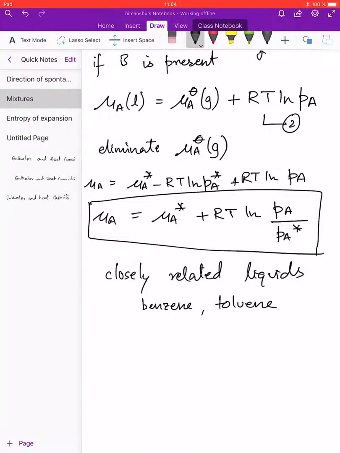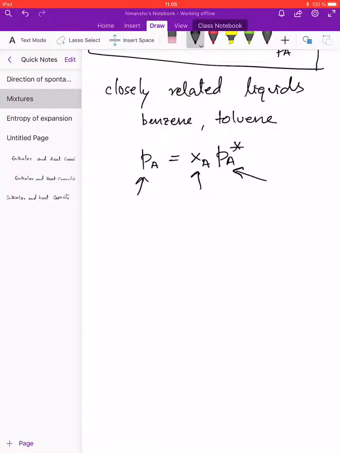And he found that the partial pressure of one component in the vapor phase is proportional to the mole fraction of that component in the liquid phase. Remember, Xa is the mole fraction of that component in the liquid phase and not the vapor phase, multiplied by its vapor pressure. So the partial pressure of A is equal to the mole fraction of A in the liquid phase multiplied by the vapor pressure of pure A. Let us try to plot this.